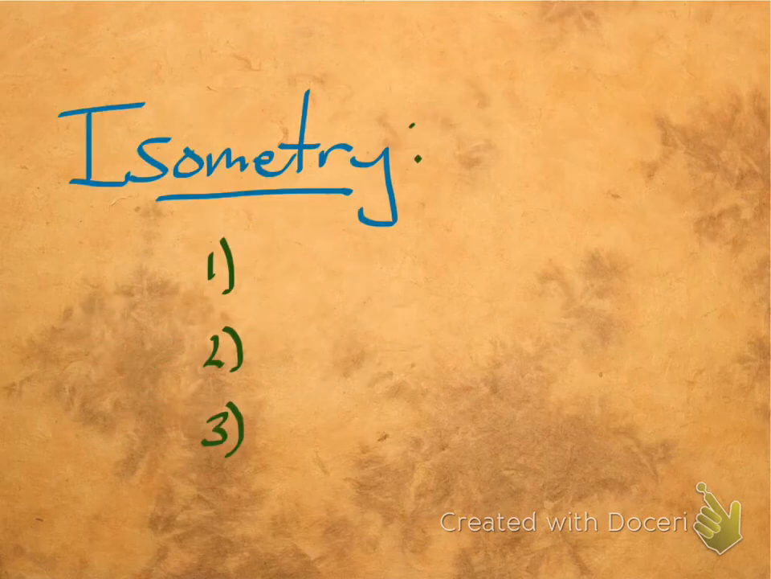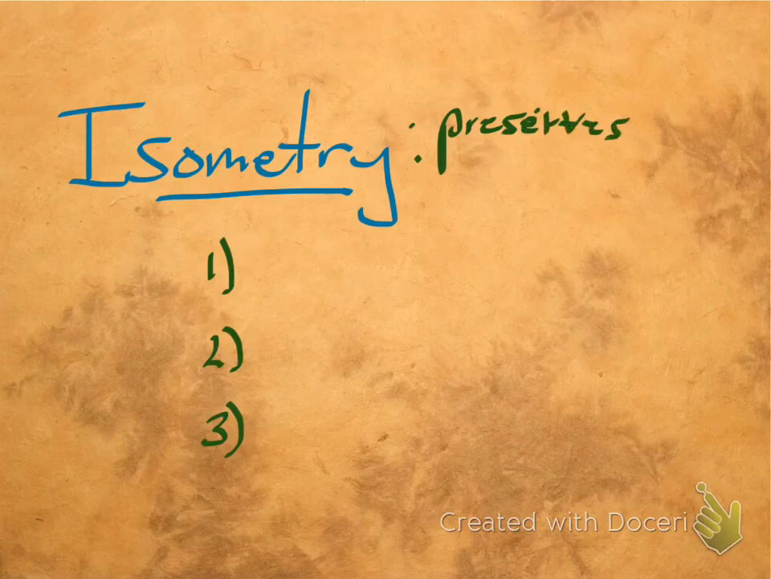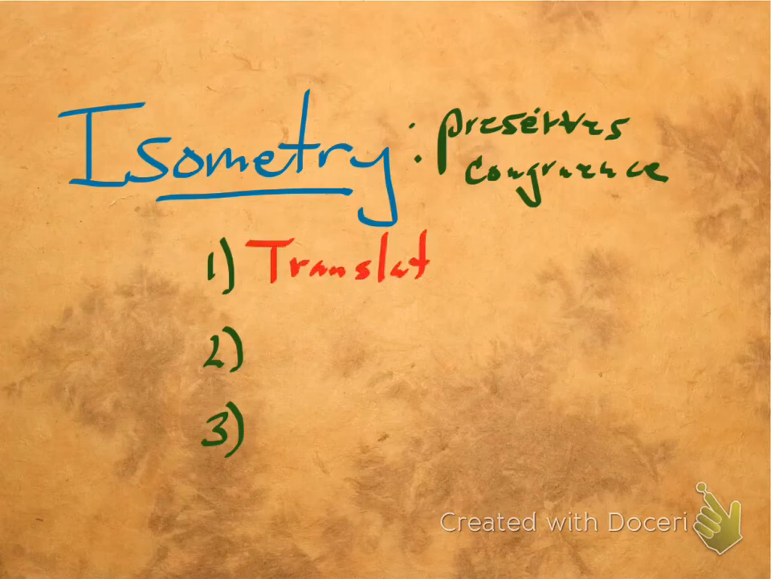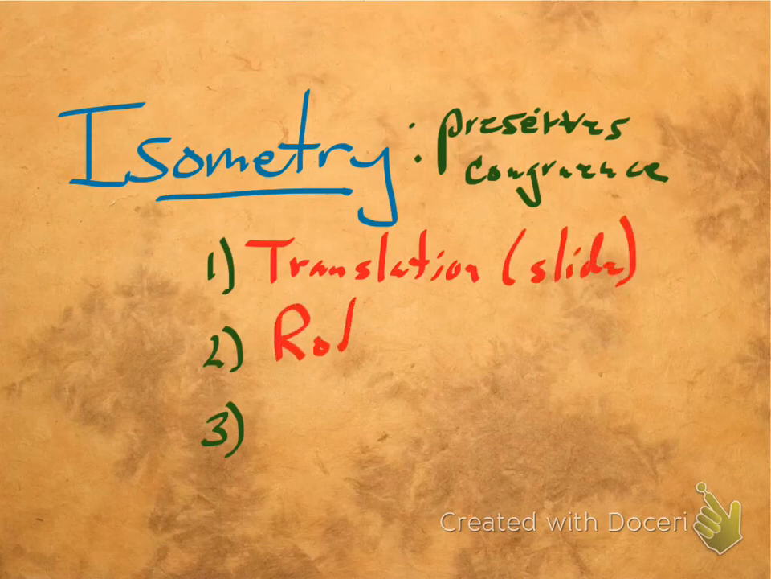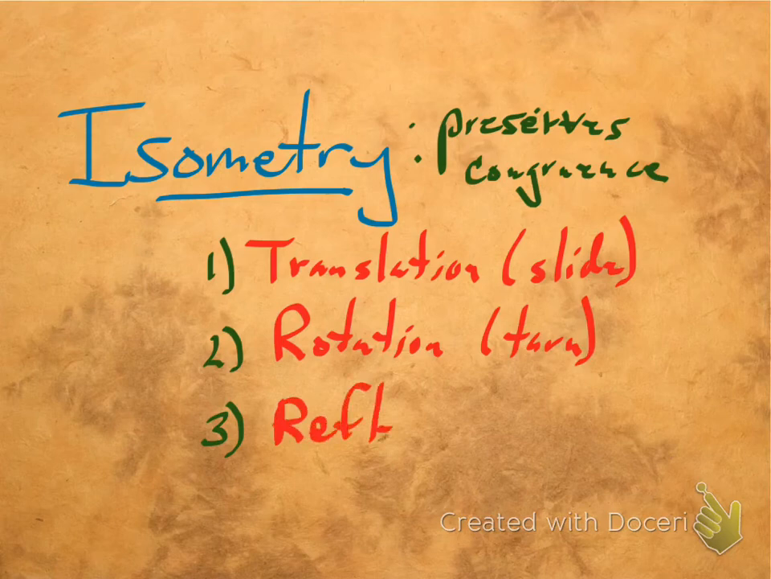Let's go ahead. An isometry is a transformation that preserves congruence. Sorry, my stylus is not cooperating today. Preserves congruence. Again, the three major types are the translation, which is basically just a slide; the rotation, which is a turn; and then the last one, where we do a mirror image across a line, which is called a reflection. We can think of that as a flip.